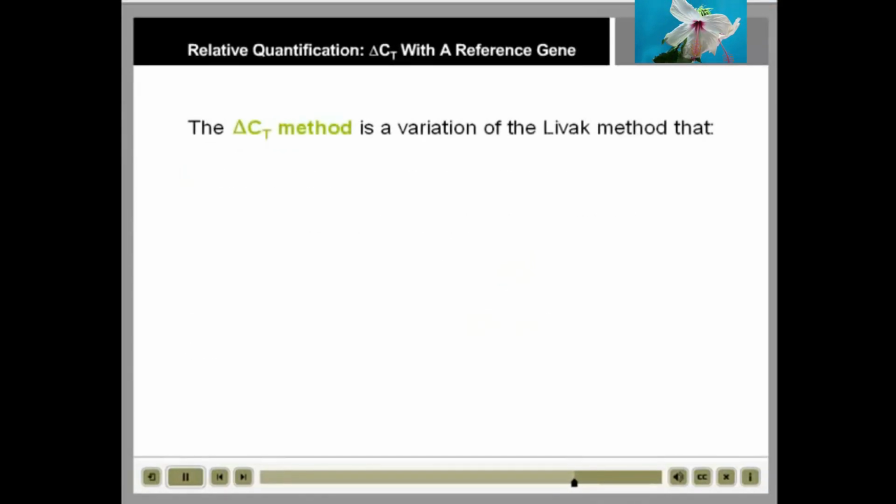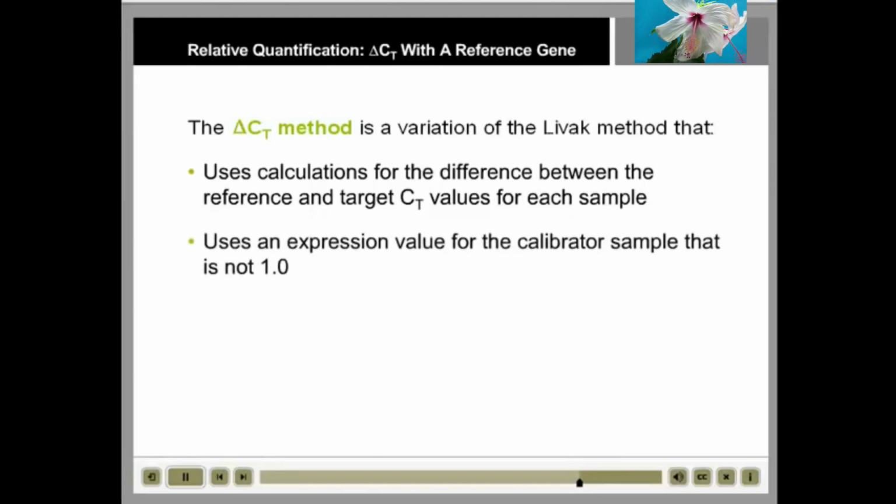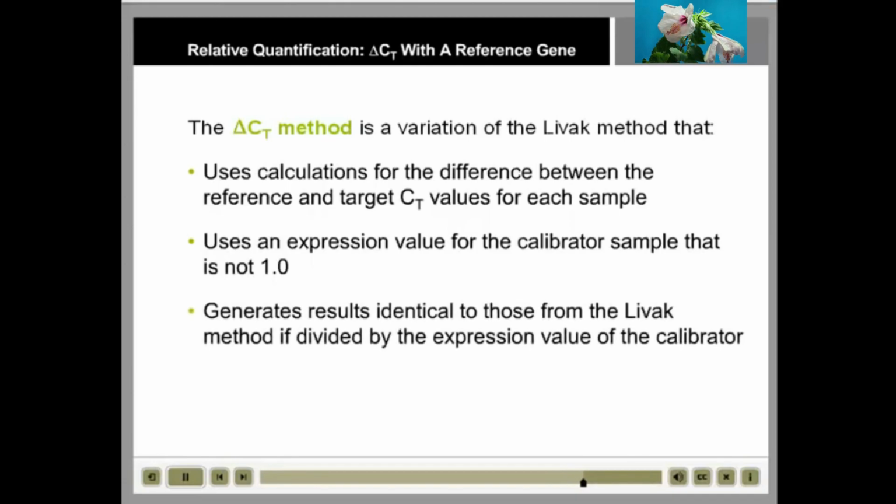The delta-CT method is a variation of the Livak method that is simpler to perform but that generates essentially the same results. This method uses calculations for the difference between the reference and target CT values for each sample. It also uses an expression value for the calibrator sample that is not 1.0, which is the main difference between this method and the Livak method. It also generates results identical to those from the Livak method if the results are divided by the expression value of the calibrator.